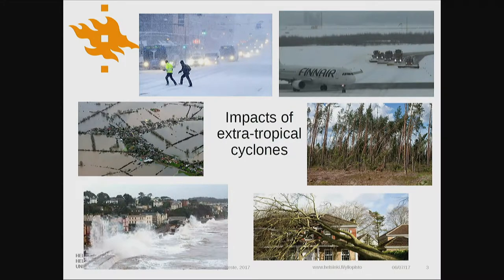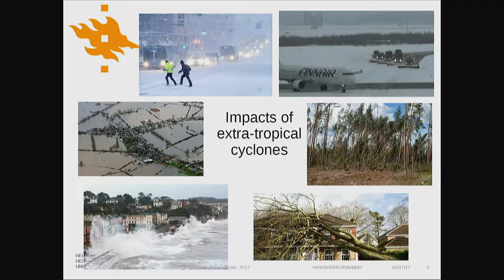However, extratropical cyclones can lead to quite strong impacts that affect society. Three of these pictures are taken from my adopted country, Finland. So the top two are from Finland. Often in winter, extratropical cyclones can bring quite heavy snowfall. This is in the center of Helsinki, and you can see that transportation is having some challenges here. Also at the airport, you can see that in Helsinki we have very efficient snow clearing, but we still need to do it. This costs a lot of money in Finland every year. You have to budget for how much your snow clearing is going to cost.